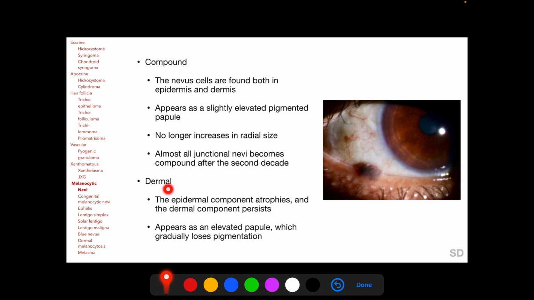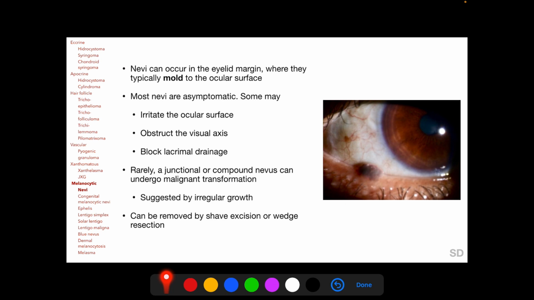In the dermal stage, the epidermal component of the compound nevus atrophies and the dermal component persists. So in the dermal stage, the nevus appears as an elevated papule which gradually loses pigmentation. Nevi can occur in the eyelid margin, where they typically mold to the ocular surface, and this is a very characteristic feature of nevi as we see in this picture.